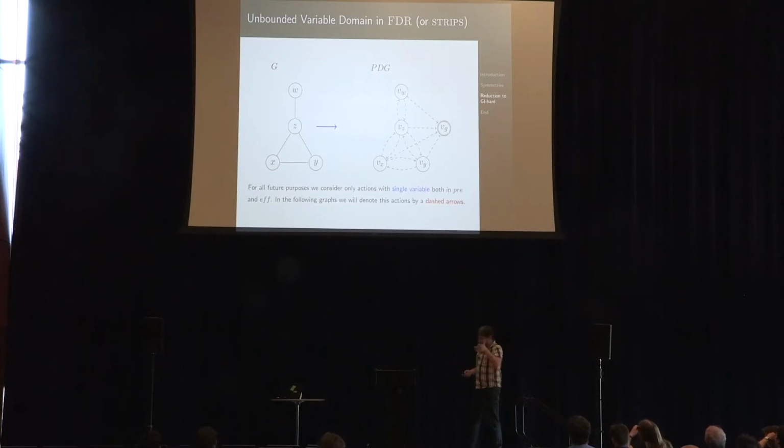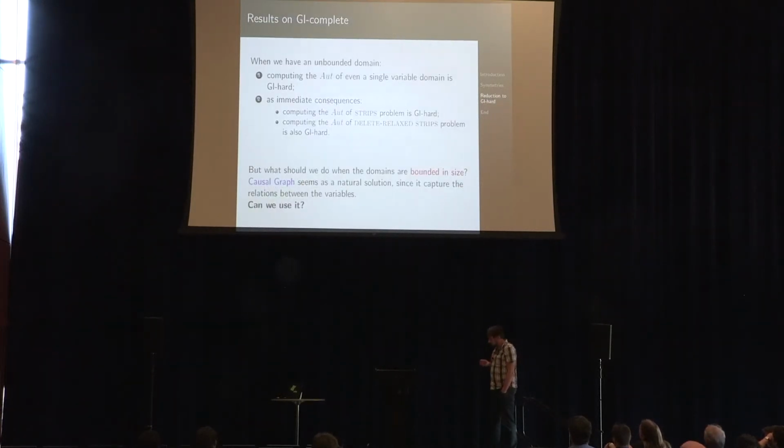Also, just an intuition for those who have it: this graph, if you look at those vertices as atoms, is basically a PDG of delete-relaxed STRIPS. So on the way, we have obtained a side result that says computing the automorphism group of STRIPS is also hard. OK. Yay, that's our result.